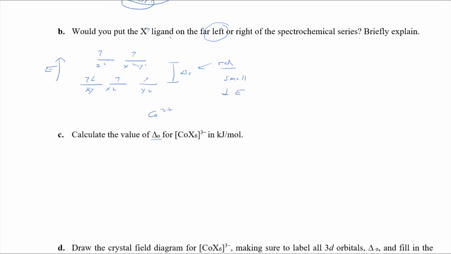But to answer the question, ligands on the left of the spectrochemical series give you small delta, and on the right they give you large delta because they're ranked in that order.